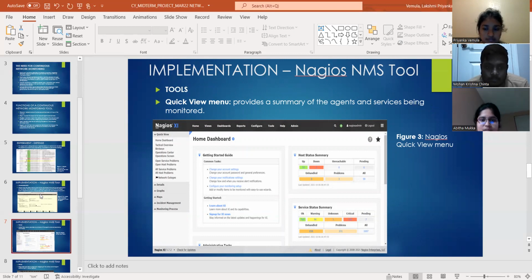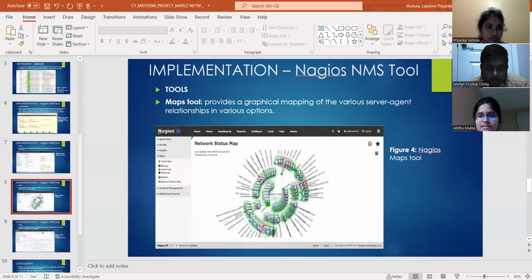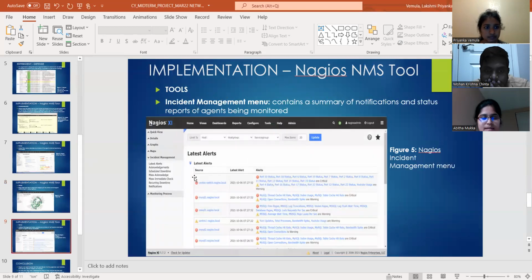Hi, myself Abita. Today I'll be discussing the tools which are used for implementing the Nagios NMS tools. A few of them are map tools. As shown in the figure, it provides the graphical mapping of the various server agents' relationships in the various options. It also provides the incident management menu, which consists of a summary of notifications and status reports of agents being monitored.